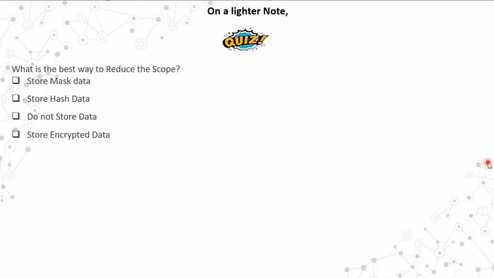Do not store. Store encrypted data. Do not store data. Encrypted data. Encryption, I mean strong encryption, I think. The third one, do not store the data, I think so. Guys, please use the chat box. I just wanted to see the answers in the chat box.